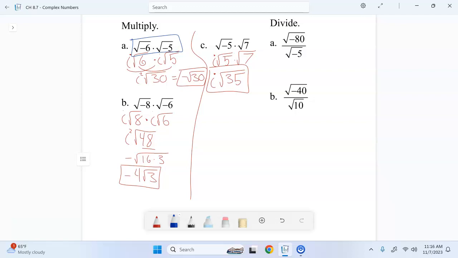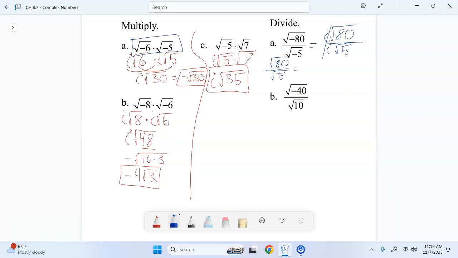So square root of negative 80 is i root 80. Square root of negative 5 is i root 5. What happens if I take i and I divide it by i? Everything divided by itself is 1, right? The imaginary unit is no exception to that. It cancels out. So I'm left with the square root of 80 over the square root of 5.